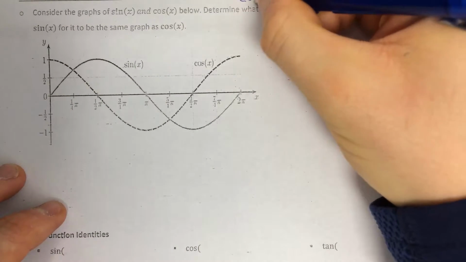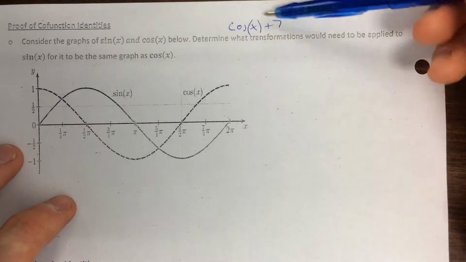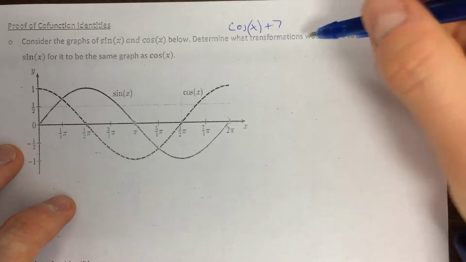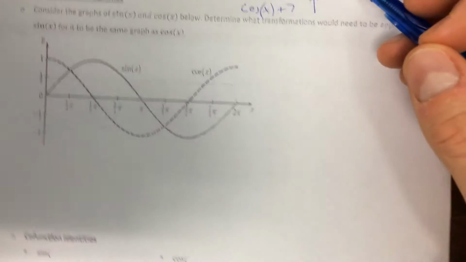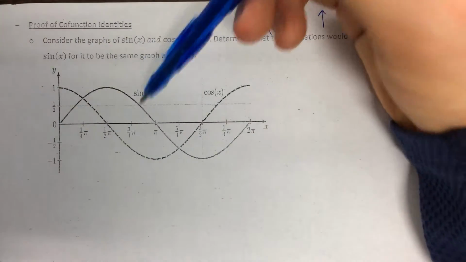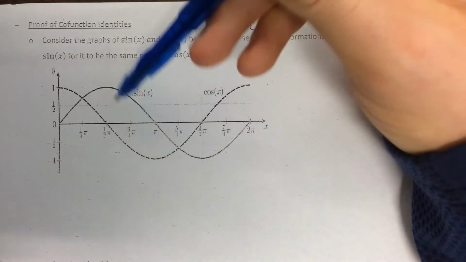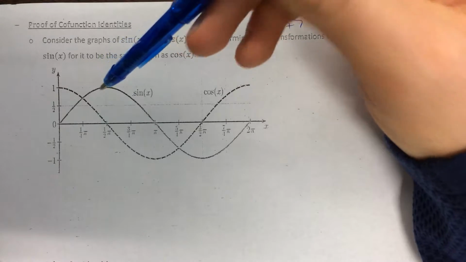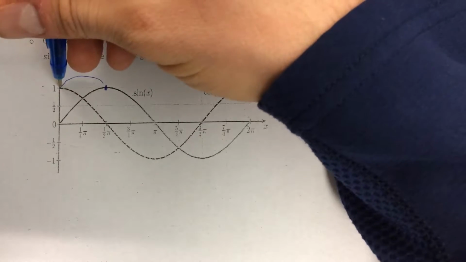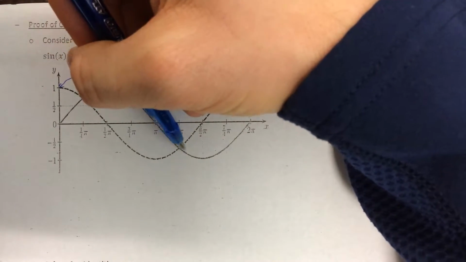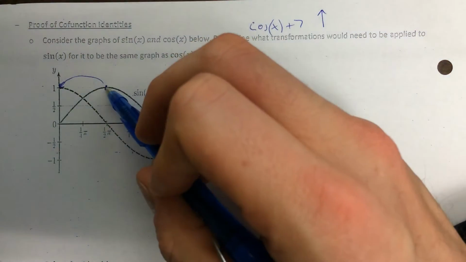So for example, if we had cosine of x plus 7, hopefully we can recall that this means to shift the entire function up 7 units. Now, what we want to try to do here is do something to the graph of sine so that it's directly on top of cosine. A lot of students said if you just look at this point here, if we were to move it there and do that for all of our points, then it would be directly on top of cosine. So we can move it to the left.